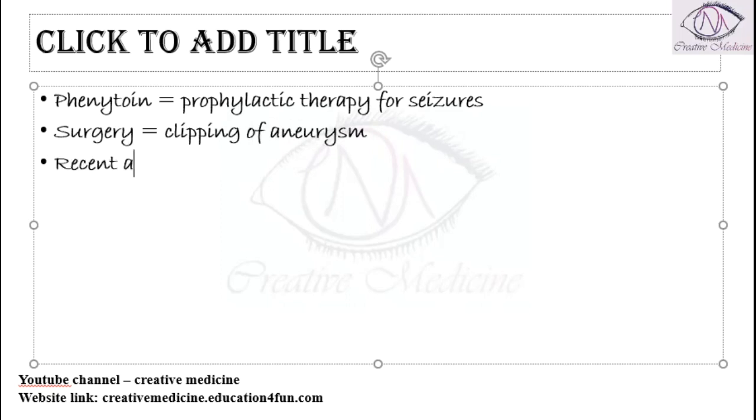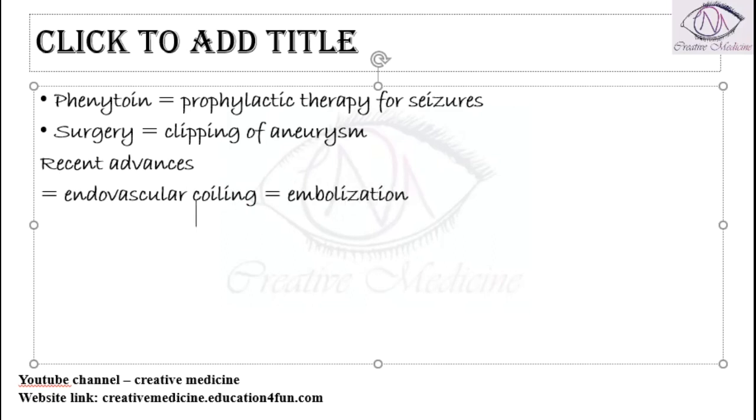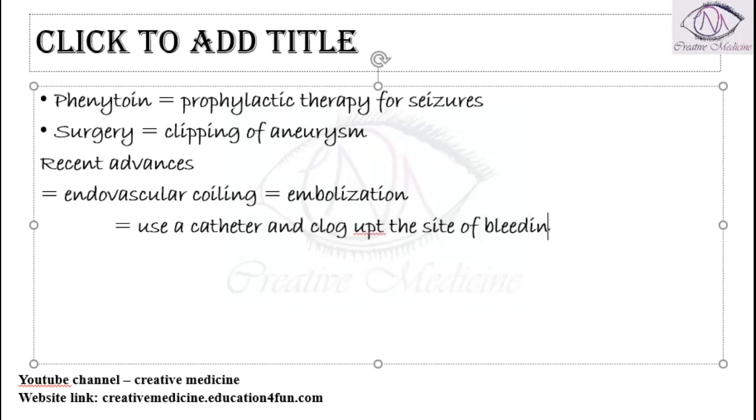Then, we have recent advances. In the recent advances, endovascular coiling is done, in which embolization can be done. In endovascular coiling, we will use a catheter, and we will clog up the site of bleeding. The bleeding site will be clogged with the help of the catheter, and then you will do this endovascular coiling.